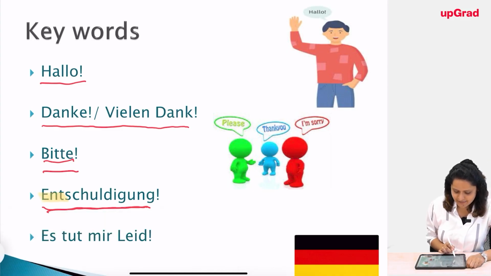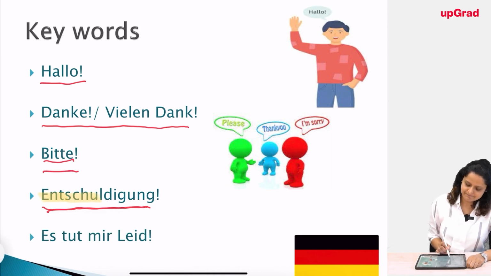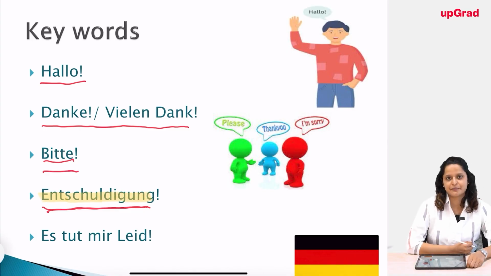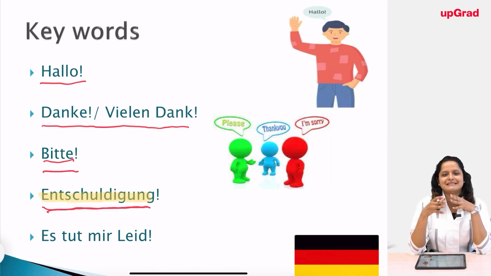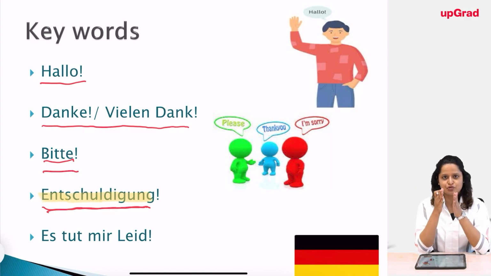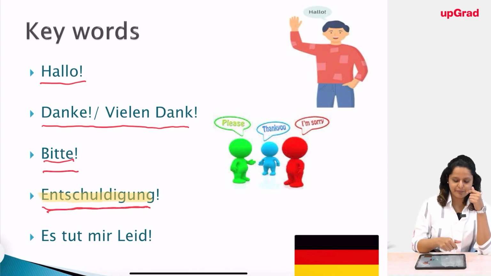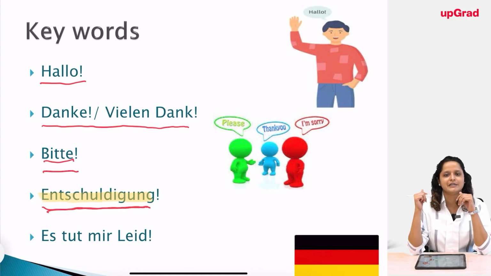So we have ent, that is the first syllable. We have shul, which is the second syllable. And then we have digung, which is the third syllable. So if you have a problem with pronunciation, you can just break down the syllables ent, shul, digung, and then just repeat them faster, like Entschuldigung. Okay, I'll repeat this once more. Entschuldigung, which stands for sorry or excuse me.